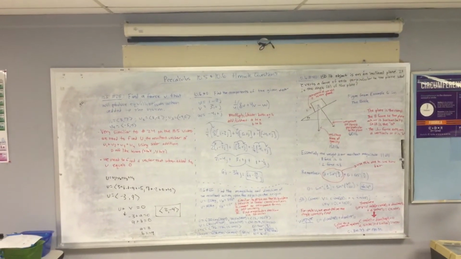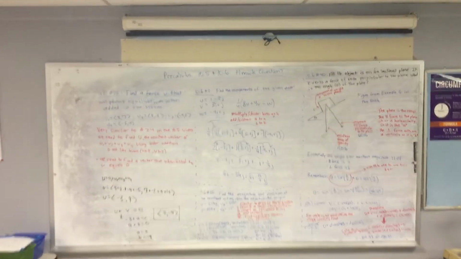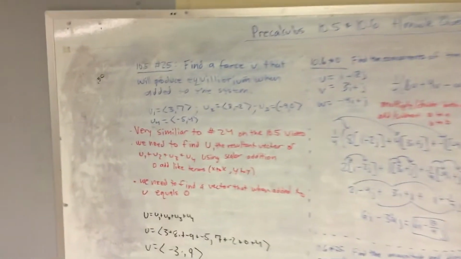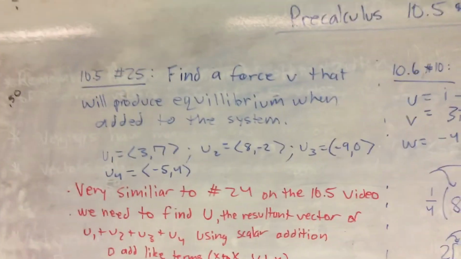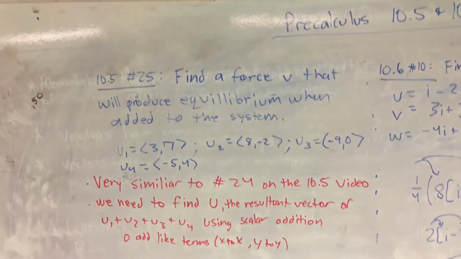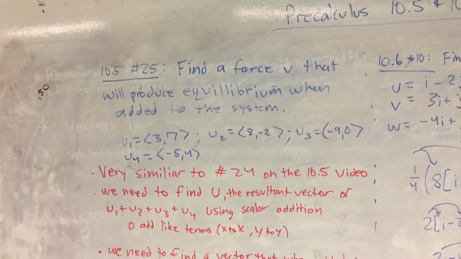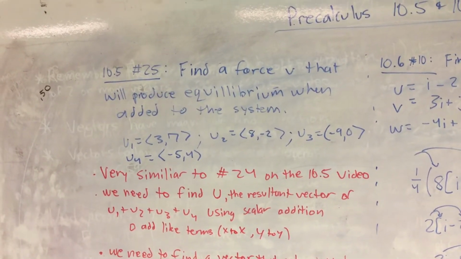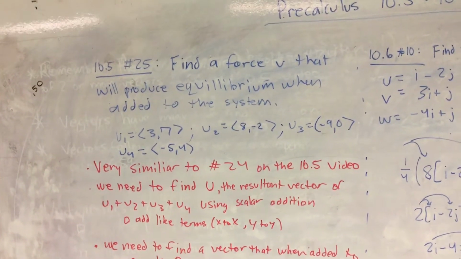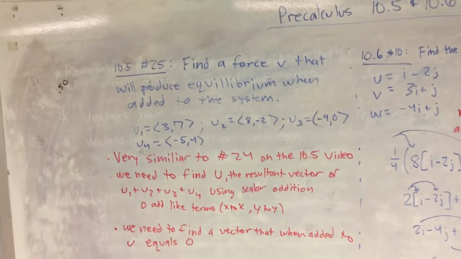Remember, vectors are awesome because they are math applied. So these are questions from 10.5 and 10.6 in your book. For 10.5, number 25, we needed to find a force V that will produce equilibrium when added to the system. Remember, our system was composed of 4 forces, U1, 2, 3, and 4. So this is similar to number 24 in my 10.5 video.